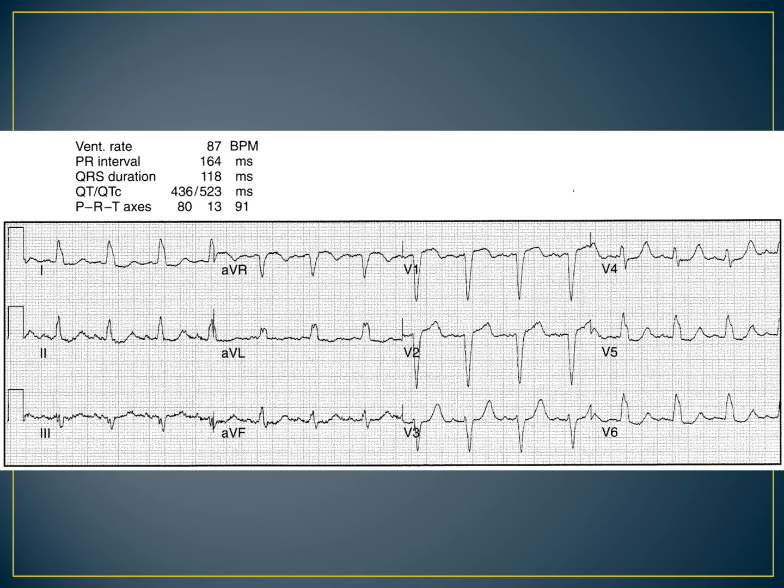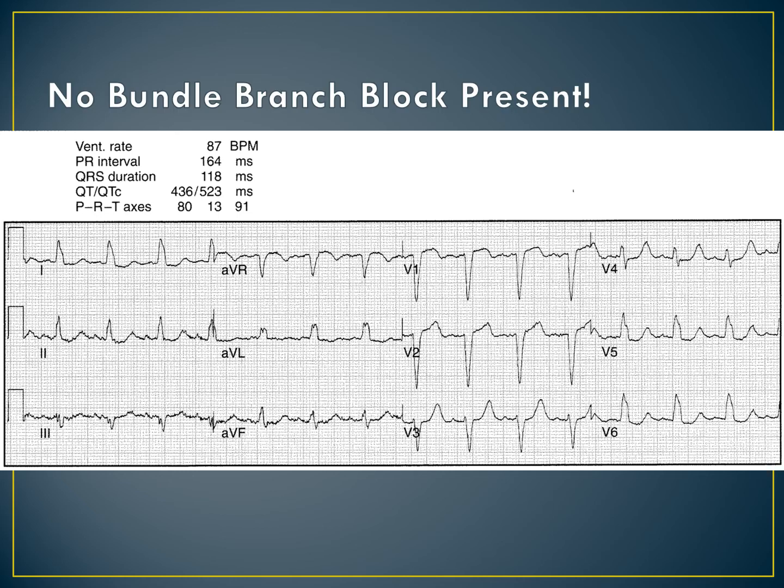Here's your final one. What is the QRS interval? Is it long enough to meet the criteria to be a bundle branch block? If you answered no, you're correct. The QRS is only 118 milliseconds or 0.12 seconds, which is considered within normal limits. So there's no need to look any further.